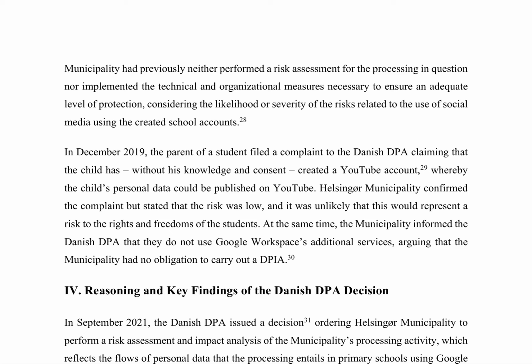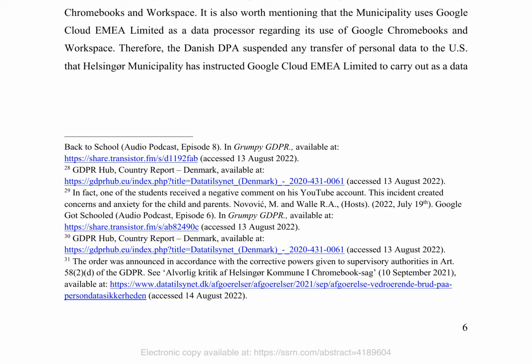The Danish DPA investigated a complaint from a parent whose child had created a YouTube account without consent, potentially publishing personal data. The municipality confirmed the complaint but argued the risk was low and did not conduct a Data Protection Impact Assessment (DPIA). The Danish DPA ordered Helsingor Municipality to perform a risk assessment and impact analysis of its processing activity, which involves personal data flows in primary schools using Google Chromebooks and Workspace. Notably, the municipality uses Google Cloud EMEA Limited as a data processor, and the Danish DPA suspended personal data transfers to the US instructed by Helsingor Municipality.